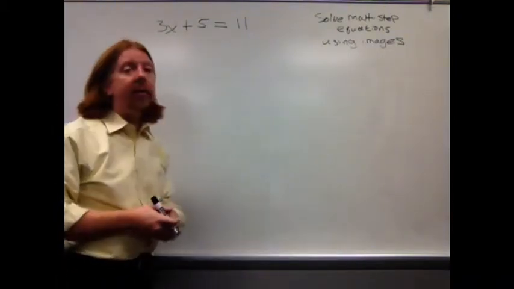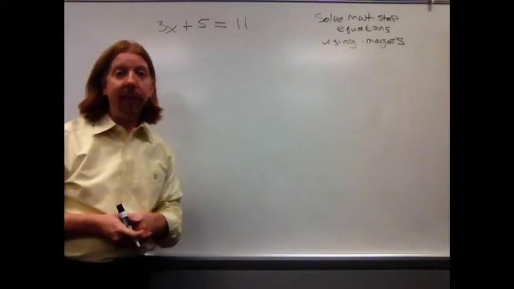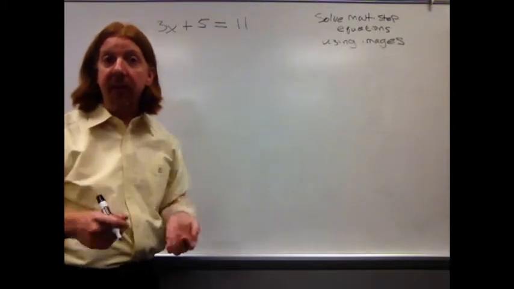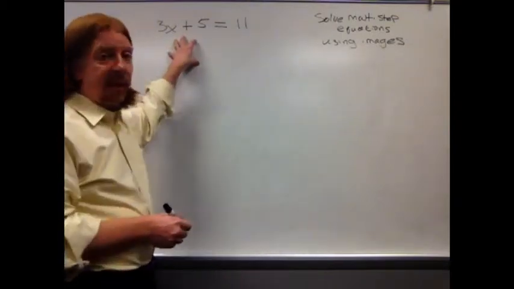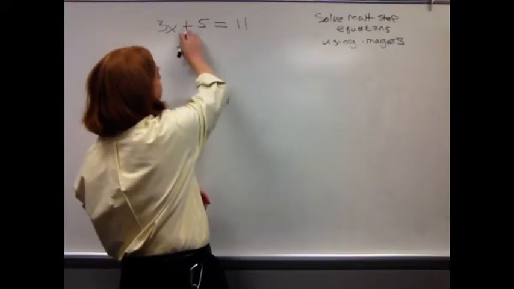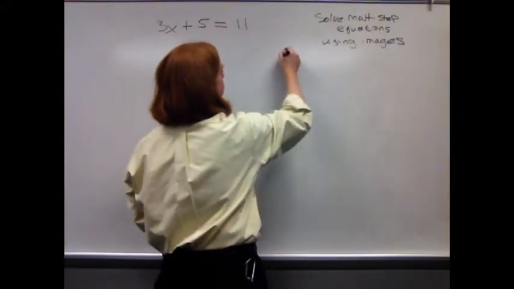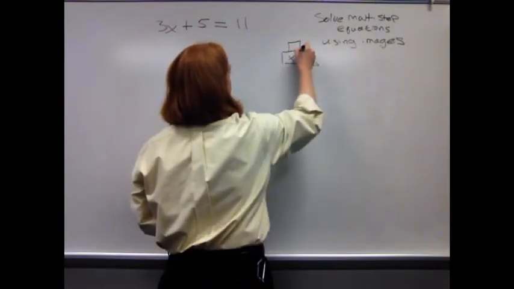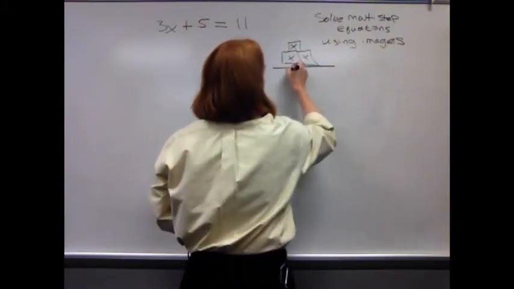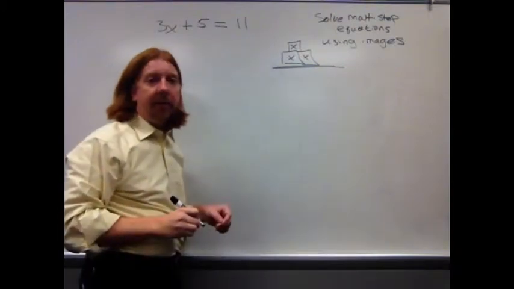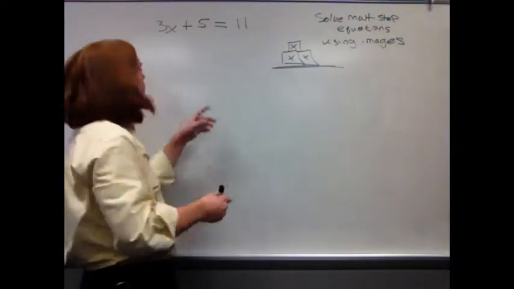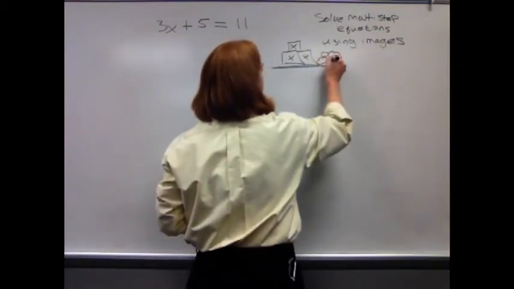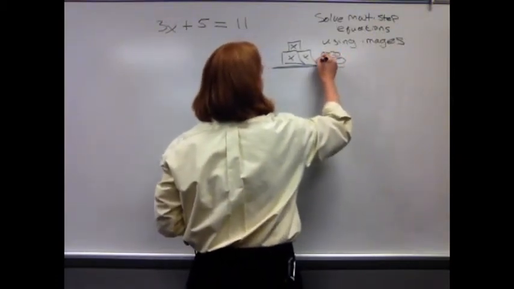We'll start off with 3x plus 5 equals 11. I'm going to start by drawing a quick sketch of what this would look like as a balanced set of scales. On the left side of the scales, I have 3 boxes and 5 more. So here are my 3 boxes of x, sitting there on the scale. Then I'm going to add 5 pluses because it's plus 5. So 1, 2, 3, 4, 5 pluses.